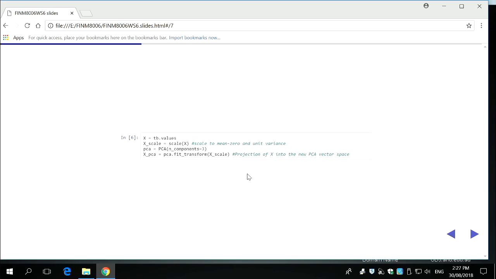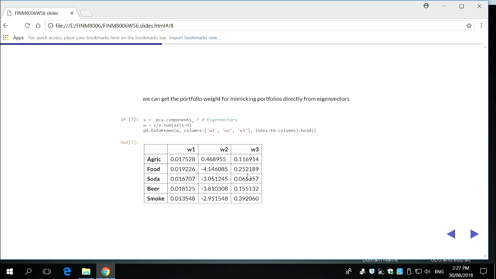All right, so the eigenvector is this components dot transpose. That's the eigenvector, that's the V. As we talked about in the lecture, the eigenvector just gives us the weight of each asset to get to the factors, right? So if I define this weight to be the eigenvector divided by the sum of the eigenvector, that will give me the weight that I need to actually get the factor terms. So this is also called the mimicking portfolios.